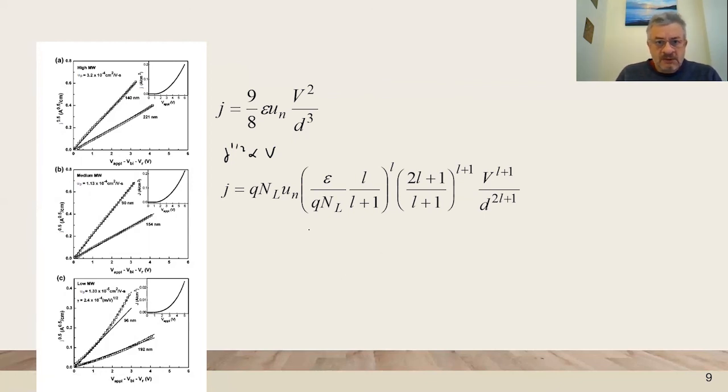However, when there is trap limited transport with a lot of traps, the traps modify the distribution of the electrical field, and then we have a more general power law than just the square. There are additional dependencies indicating that there is a distribution of traps in the sample.